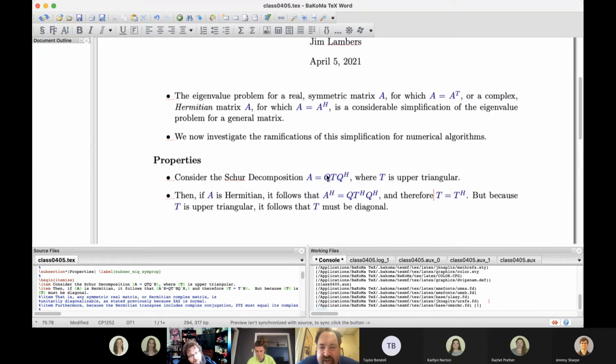So if A and A^H are equal, then these must be equal. If I set these equal to each other, I can multiply on the left by Q^H to cancel out the Q's, and on the right by Q to cancel out the Q^H's, because Q is orthogonal or unitary. The result is that T is equal to its own Hermitian transpose. So if A is Hermitian or symmetric, then so is T. But T is upper triangular, and its transpose is lower triangular. So the only possibility left is that T must be a diagonal matrix.